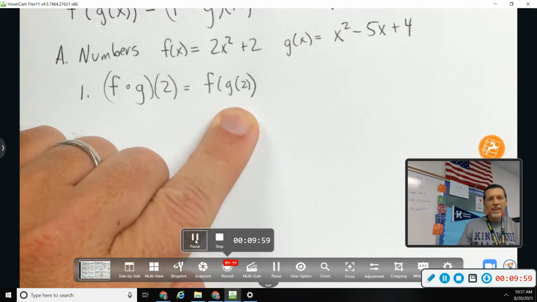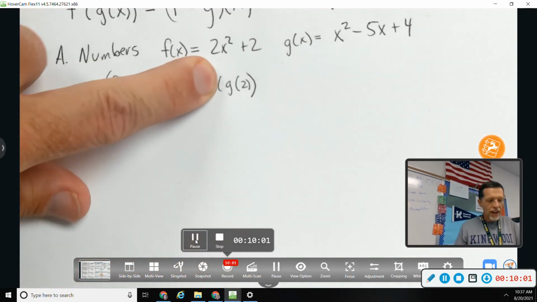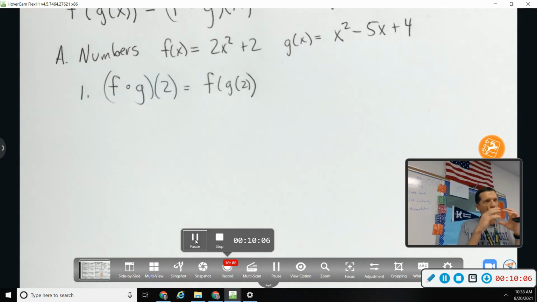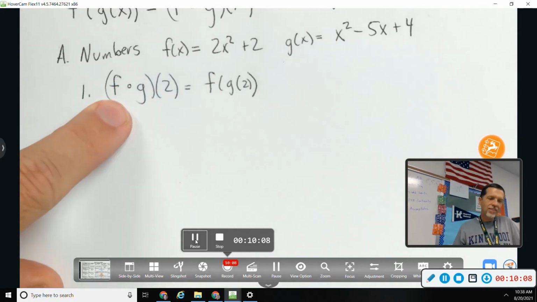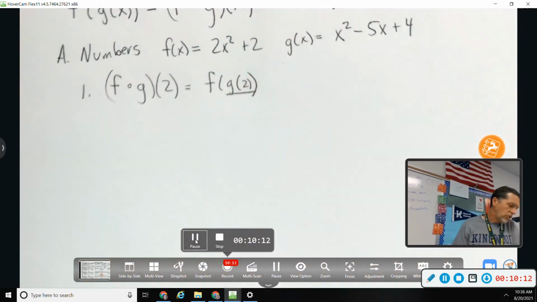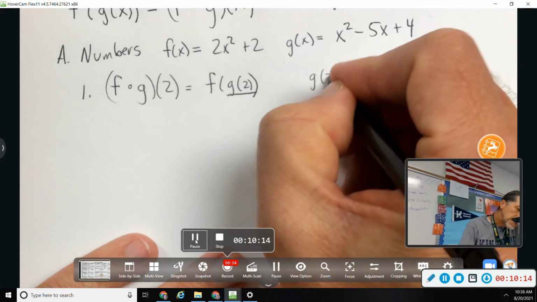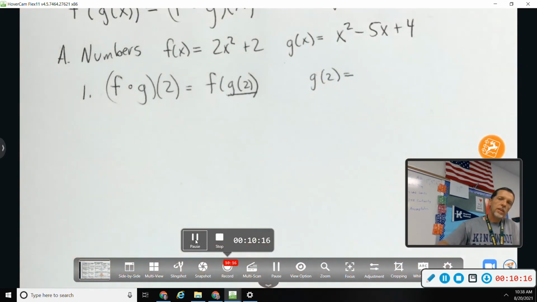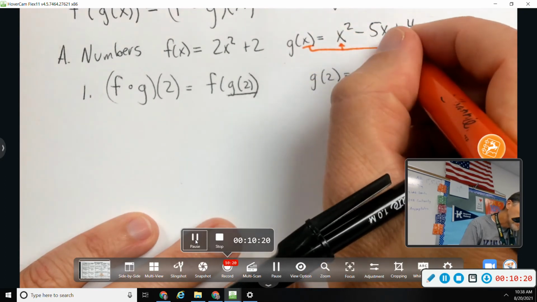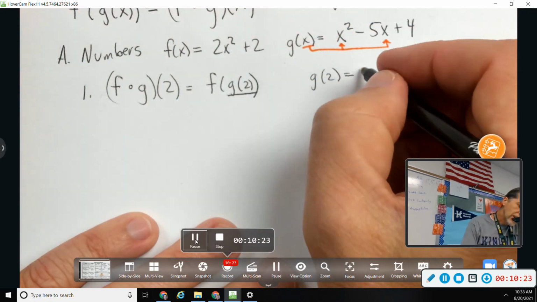It amazingly helps me to focus on, I need to do g of 2 first and then f. Right? In math, we start with the innermost parentheses and work our way out. This sort of looks like we should do f first. So let's find g of 2. So we look at the g function. Whatever's in parentheses goes in for x on the other side.